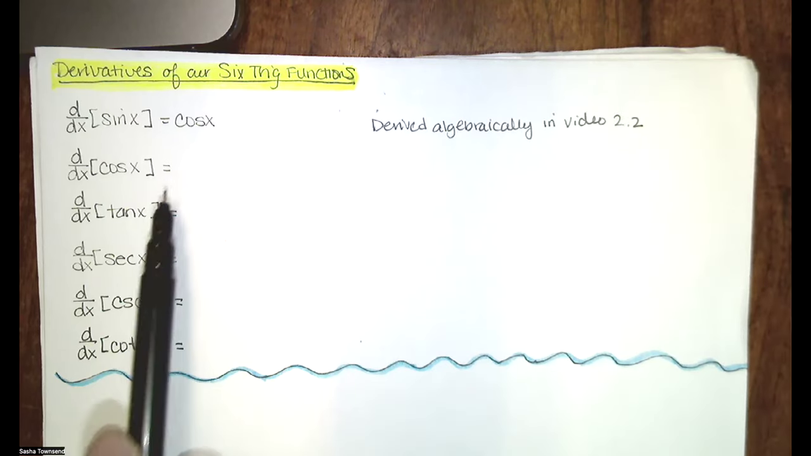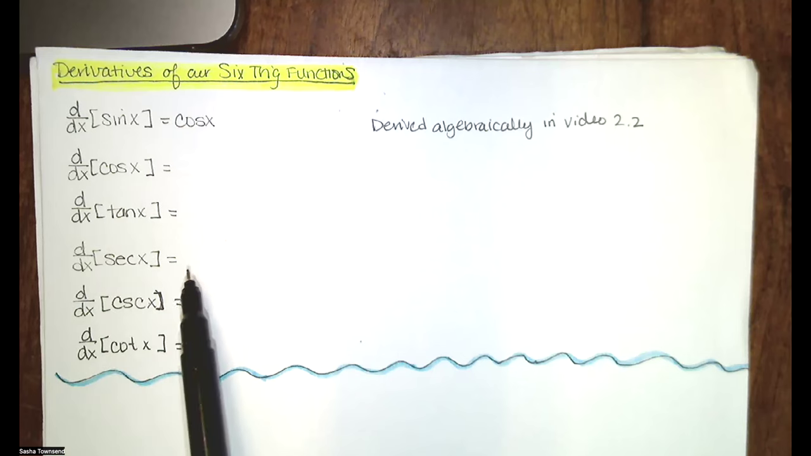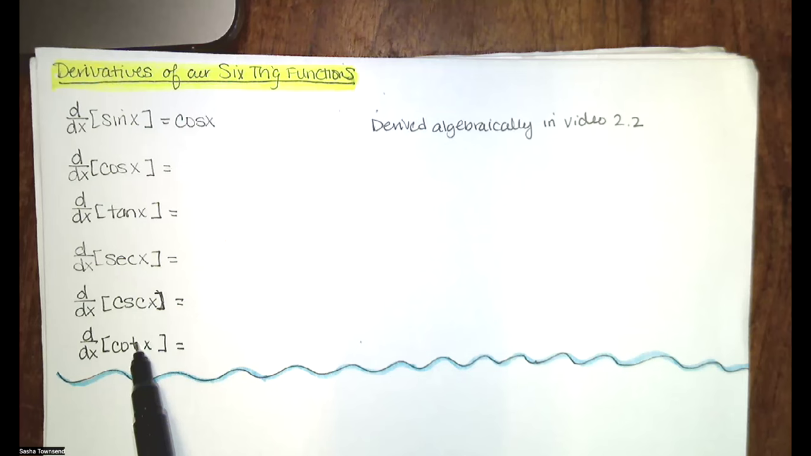This video, we will find the derivatives of cosine and tangent algebraically, and then we'll save the derivatives of secant, cosecant, and cotangent for after we learn the quotient rule and the chain rule.